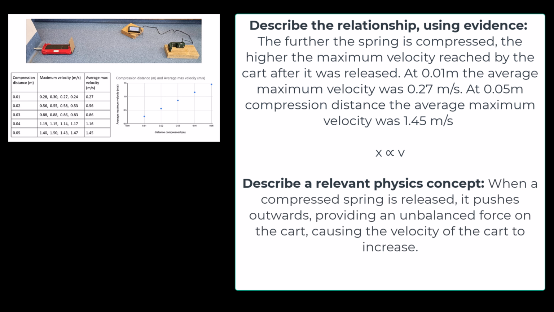And what I'm saying here is that when a compressed spring is released, it pushes outwards in both directions. In this case, the wall can't move, but the trolley can. And so the force from the spring pushes it, giving it a velocity.